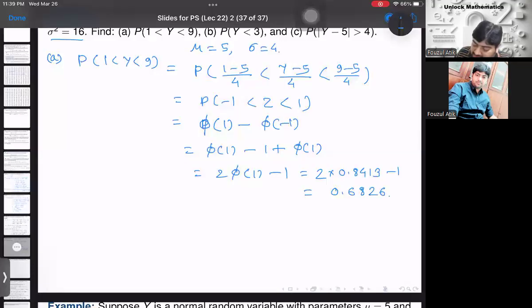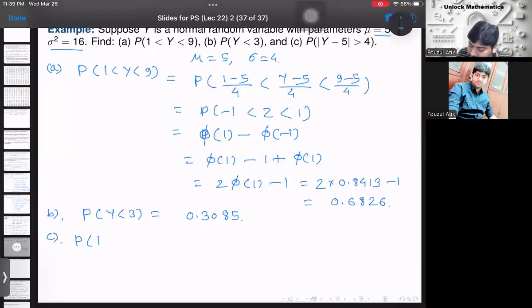Similarly, we have part B here. This one I'm not going to do. P of y less than 3. Can't you do it the same way? P of y less than 3. So please do it. And finally, hopefully we'll get the answer as 0.3085. So you verify this one. I have not done it. Just do it the same way. I wanted to do the third part. Here you have to calculate the probability of mod of y minus 5 is greater than 4.